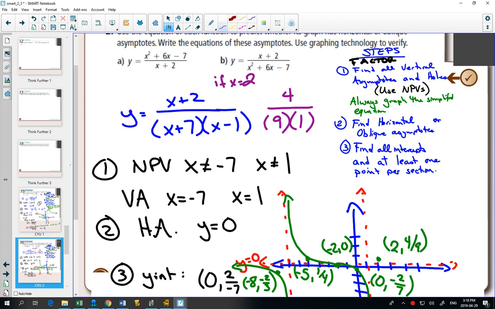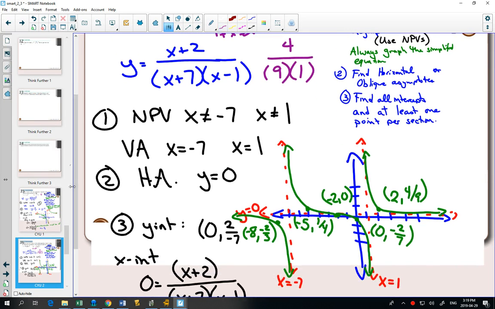That's a positive number above those asymptotes. So now I know that my graph looks like this. Again, that graph looks nothing like the two previous graphs that we've had. But the three simple steps stay the same. We draw our asymptotes. We find our x and y intercepts. And then we may have to find more points as needed, depending on how many sections we have and whether or not we have points in those sections.